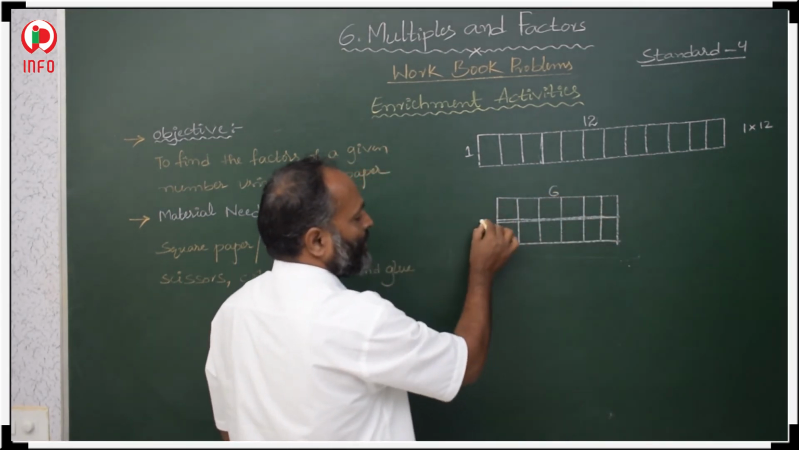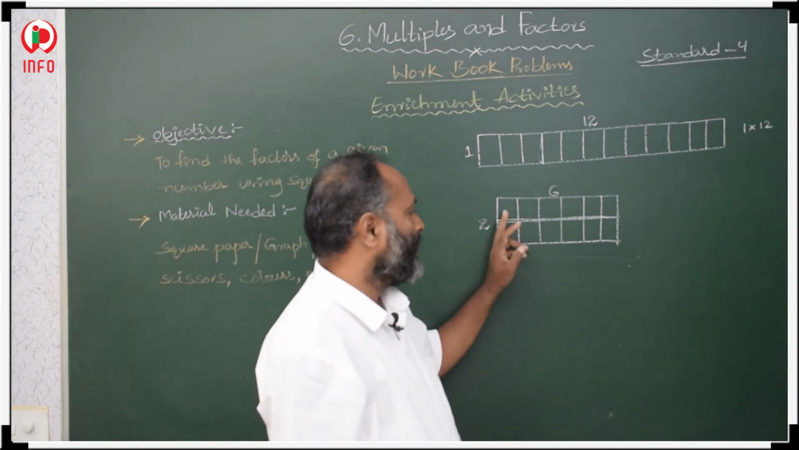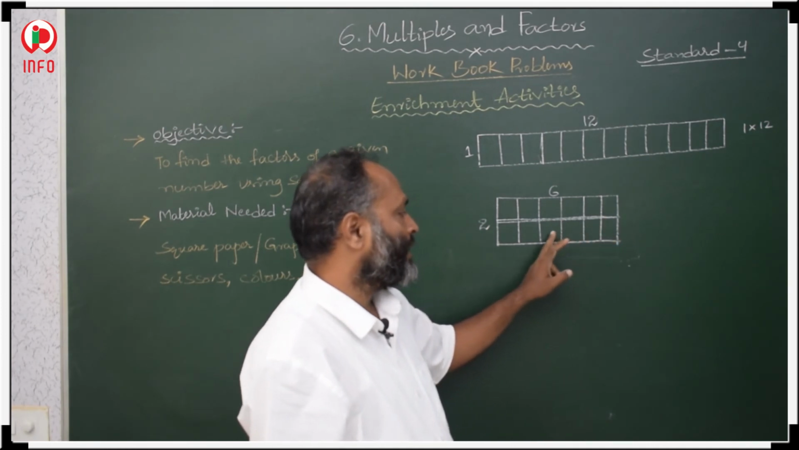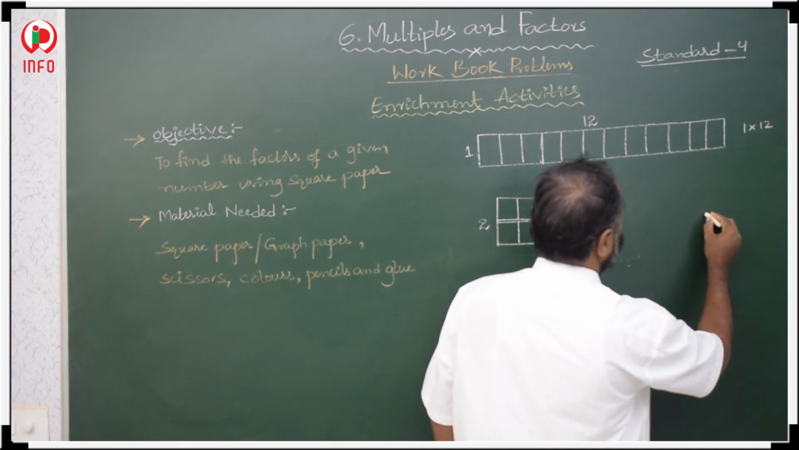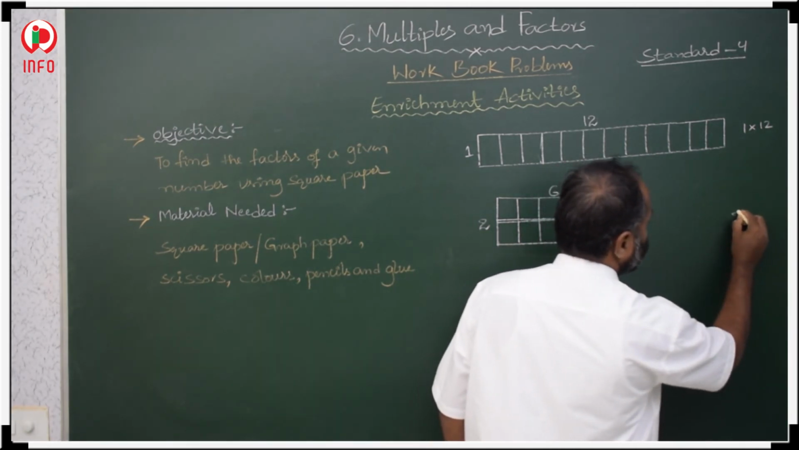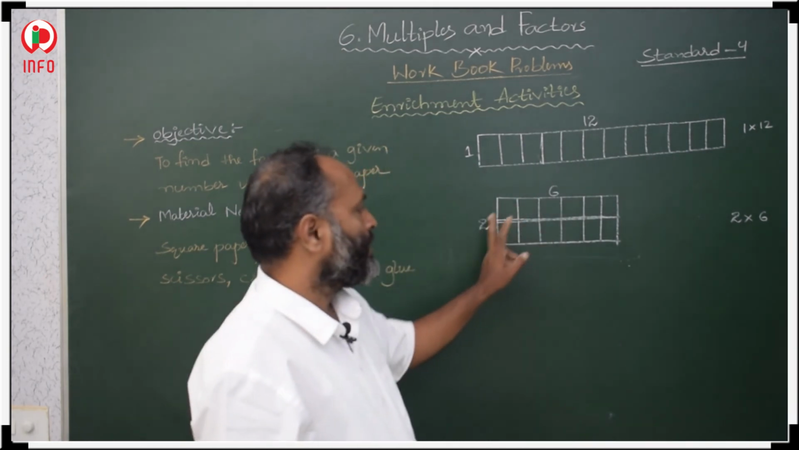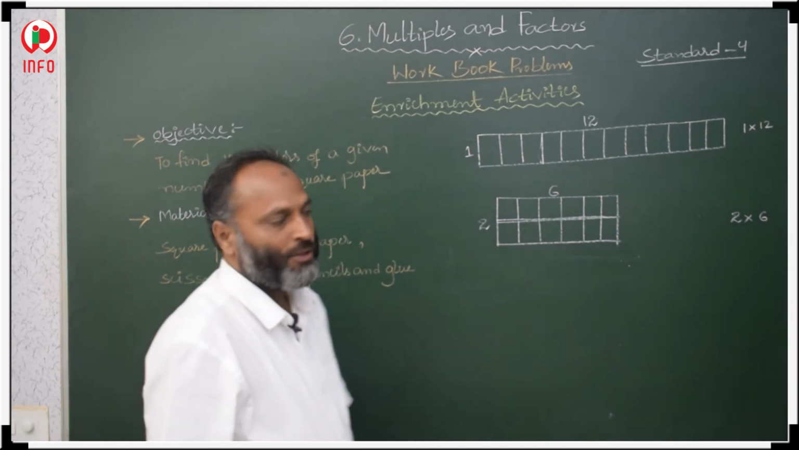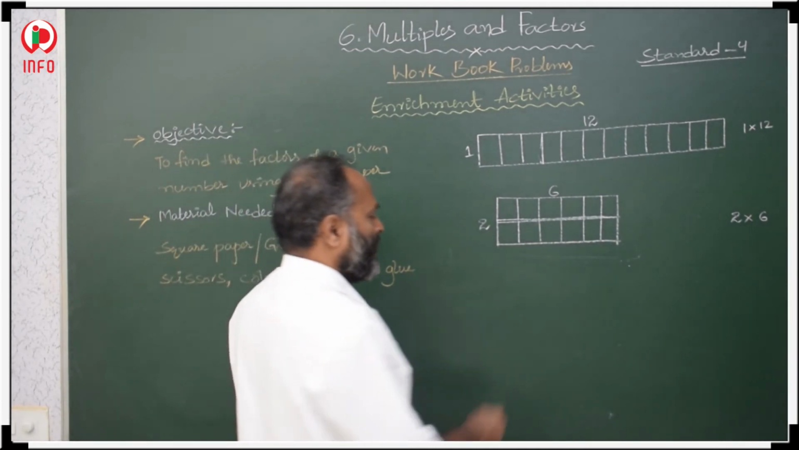How many columns were there? 2. Total how many square grids were there? 1, 2, 3, 4, 5, 6, 7, 8, 9, 10, 11, 12. Then how to represent it? 2 into 6. 2 6s are 12. Total 12 grids were there in the second case.